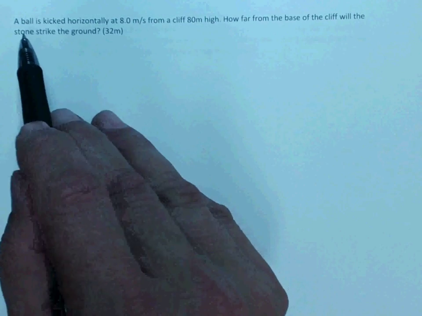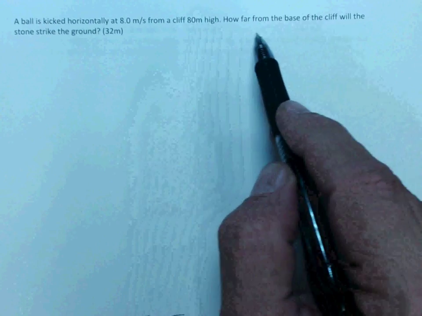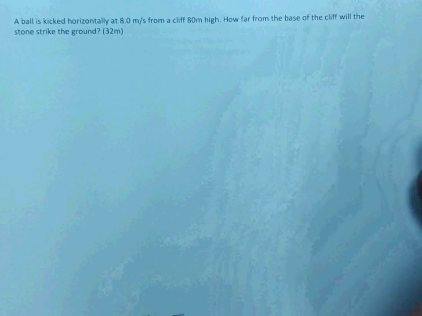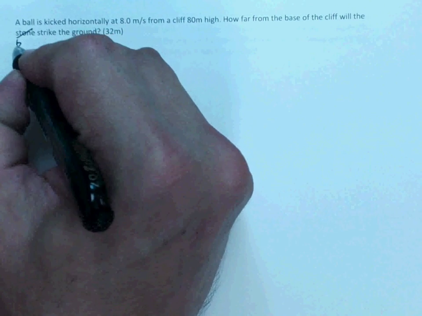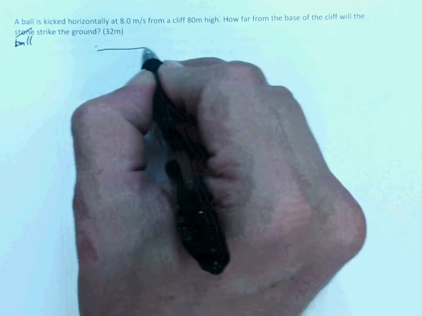Let's take a look at a homework problem. A ball is kicked horizontally at 8 meters per second from a cliff 80 meters high. How far from the base of the cliff will the ball strike the ground? Our answer is 32 meters, but let's prove it.